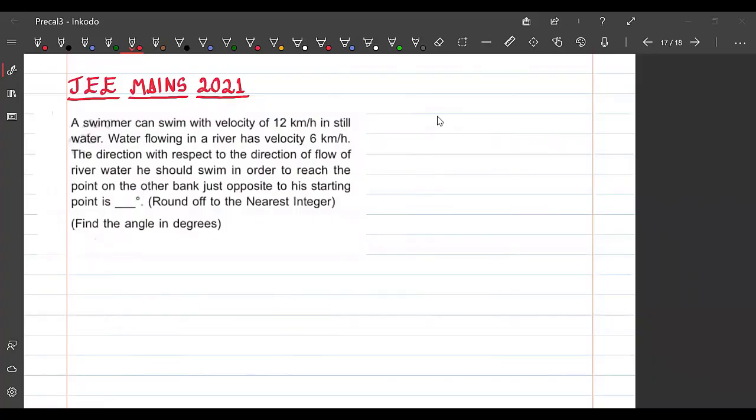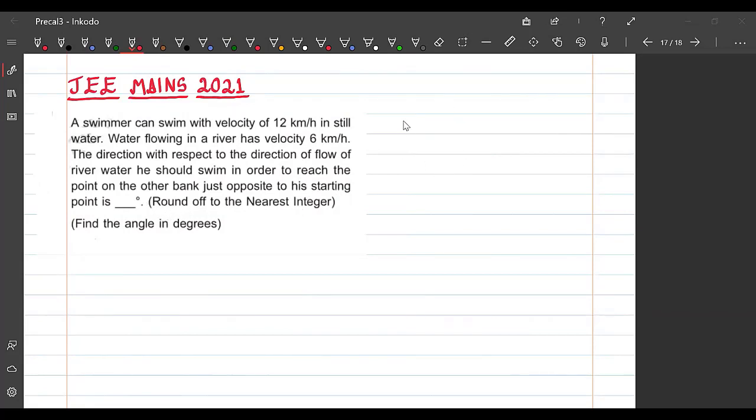Students, we are going to discuss another JEE Mains question today. This question came this year, and this is a river swimmer problem. A swimmer can swim with velocity 12 km per hour in still water. Water flowing in a river has velocity 6 km per hour. The direction with respect to the direction of flow of river water, he should swim in order to reach the point on the other bank just opposite to his starting point, is in degrees, to the nearest integer.